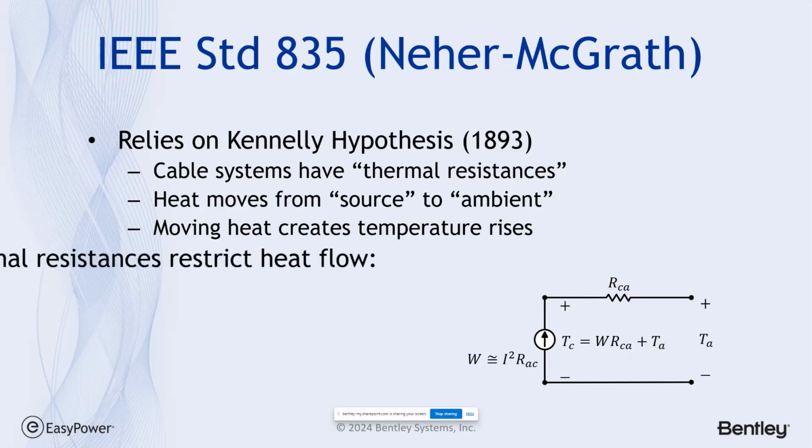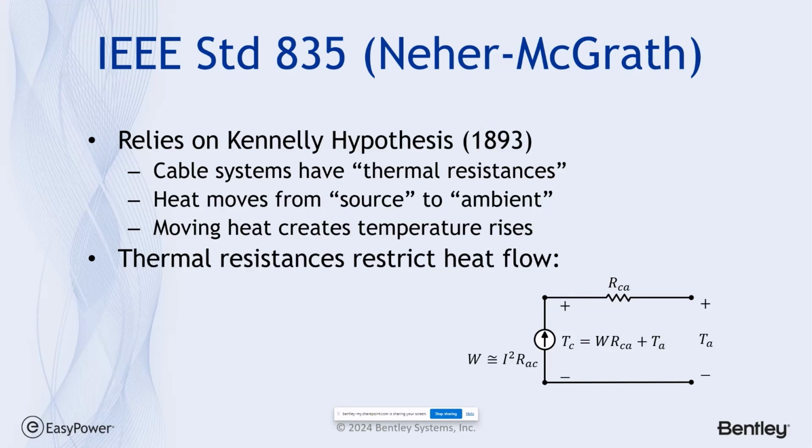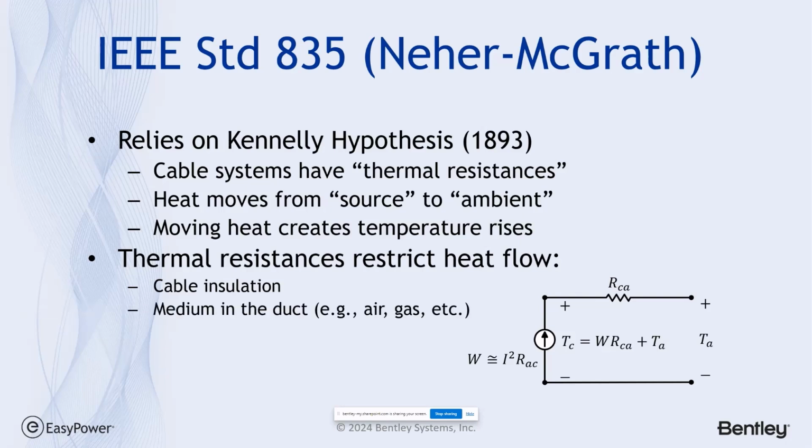The equivalent thermal resistance that restricts our heat flow includes things like the cable insulation itself, what wraps around the conductors, and the medium in the duct, so if this is air, some kind of gas or oil, etc. The walls of the duct, again assuming these are in some kind of duct bank installation, the duct bank material if it's encased in concrete, and then soil as well, if these are buried, will all contribute to the equivalent thermal resistance in our heat transfer circuit here.